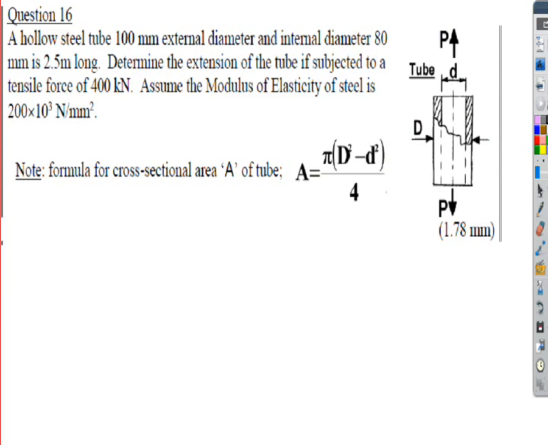And this is actually very similar to, I think, question 14 actually, in its process here. The only thing that's different is it's got a tube involved, an actual circular section. Let's see what we can do with this one. So a hollow steel tube, 100 millimeters external diameter and 80 millimeters internal diameter, is 2.5 meters in length. We've got to determine the extension of the tube if it's subject to a tensile force of 400 kilonewtons, and we're given the elastic modulus of 200 times 10 to the 3 newtons per millimeter squared.